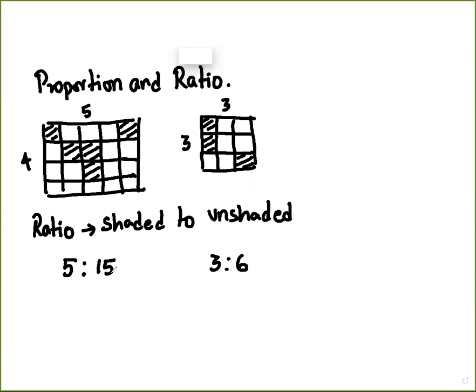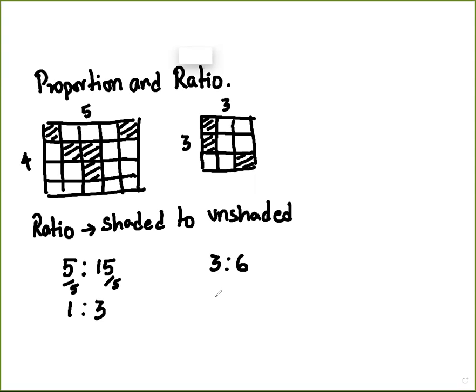Okay. So 5 by 15 can also be written as for every one shaded cell, there are 3 unshaded cells. Correct? Why do I do that? Because I can divide both numbers by 5. Right? So 5 by 5 and 15 by 5. So that gives me 1:3. So in terms of ratio, we say that for every one cell in this grid, there are 3 unshaded cells. What if I do the same here?